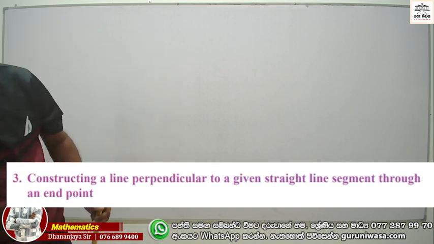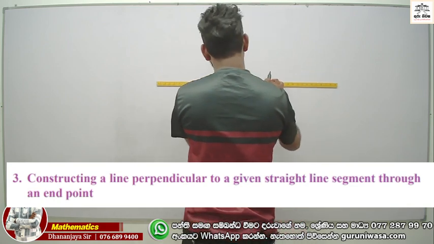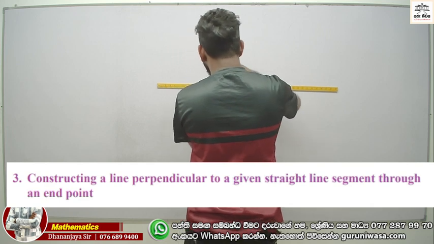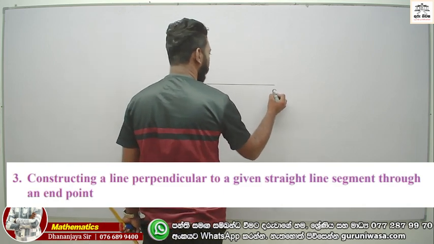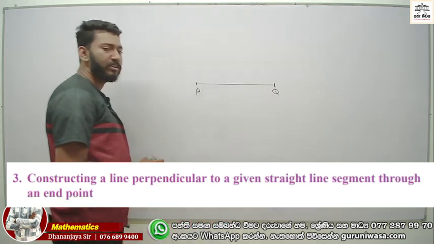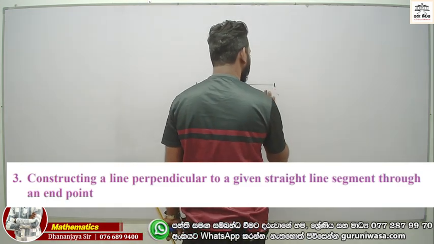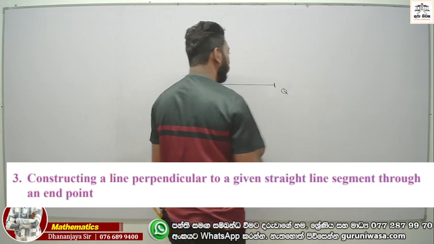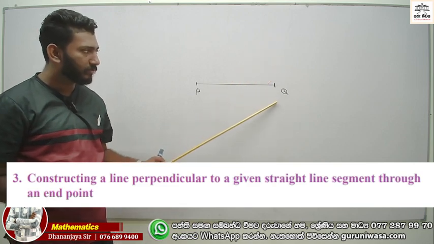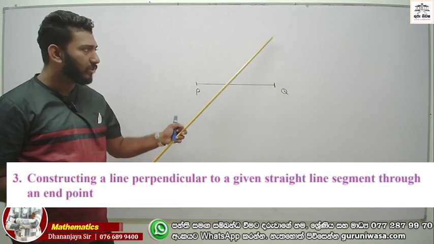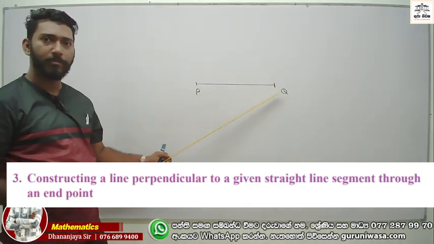Now look at this. I'm going to teach how to draw the perpendiculars through the endpoints. Draw the line segment as AB or PQ, anything, and take it as PQ. Now, what are the endpoints? Q is the endpoint, right? Now I am going to draw the perpendicular through Q.